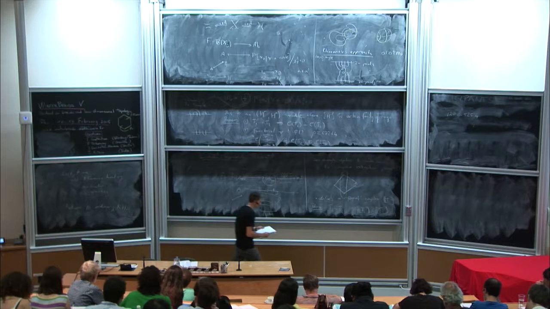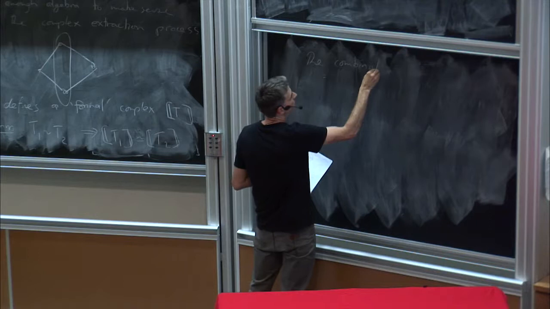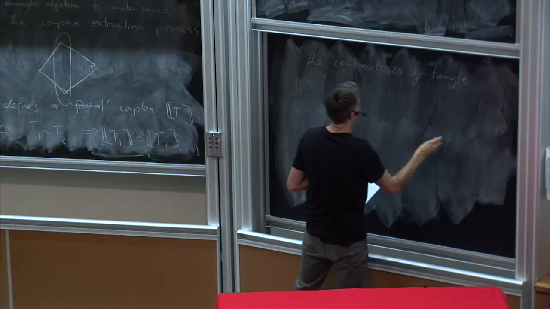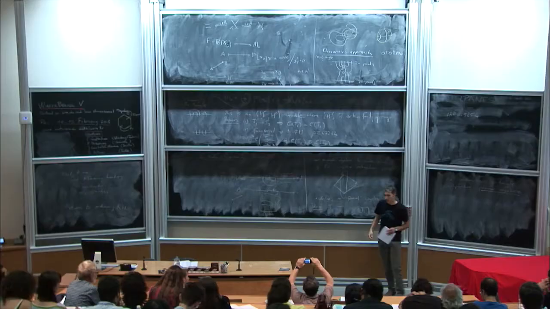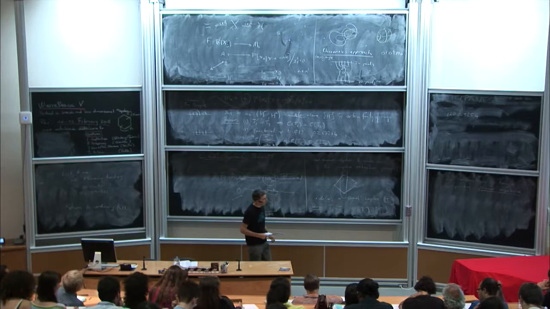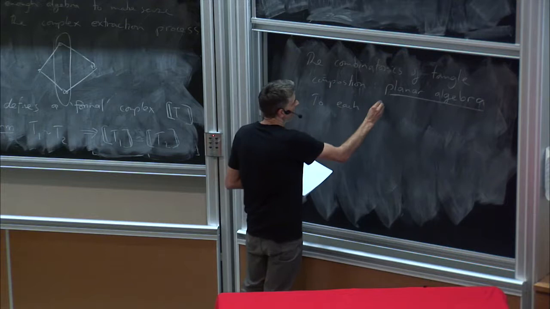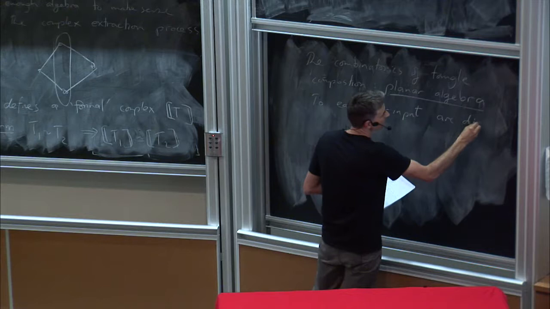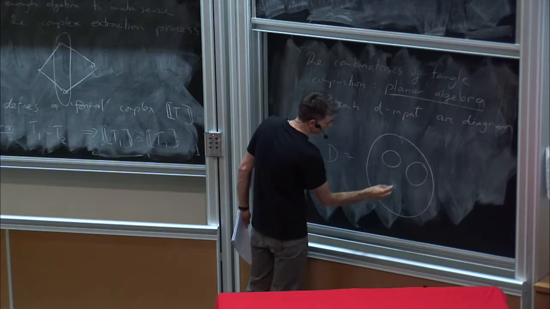So what is the combinatorics of tangle composition? Well, it comes in the form of a planar algebra. So what's a planar algebra? Well, it's easy to describe what this is for tangles, so I'll do it there. So to each input arc diagram, which is something like this, so it's called D, will I be able to do this?